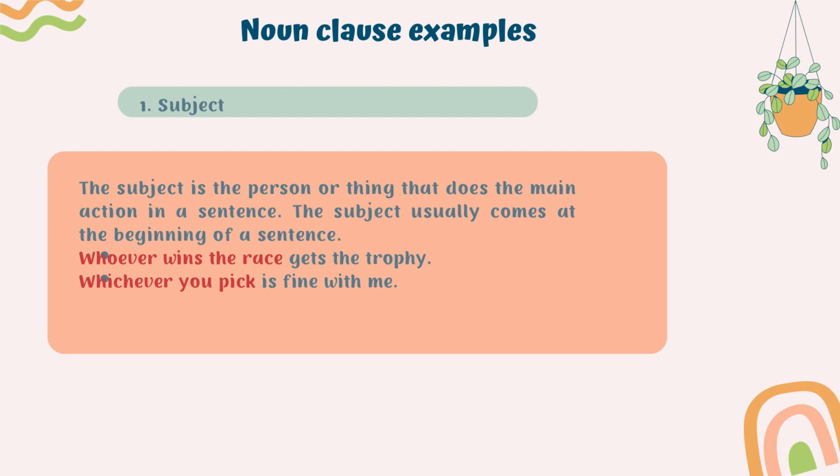And this is the example of a noun clause. The first one is subject. The subject is the person or thing that does the main action in a sentence. The subject usually comes at the beginning of a sentence. The example is, whoever wins the race gets the trophy. And the subject noun clause is whoever wins the race. And then the second one is, whichever you pick is fine with me. And the subject noun clause is whichever you pick.